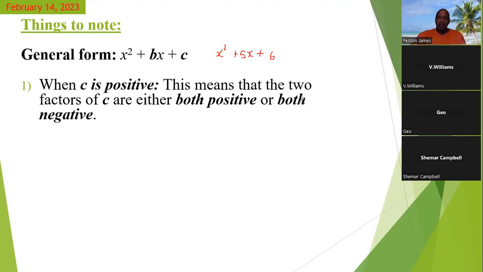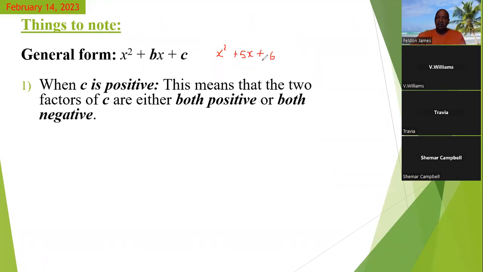Sir, you find two numbers that when they multiply, give you the last number, and when you add them, give you the middle. Correct. So in this case, which two numbers could we multiply to get the last number? What is the last number here? 6. Right. Which two numbers can you multiply to get 6? 2 and 3. All right.